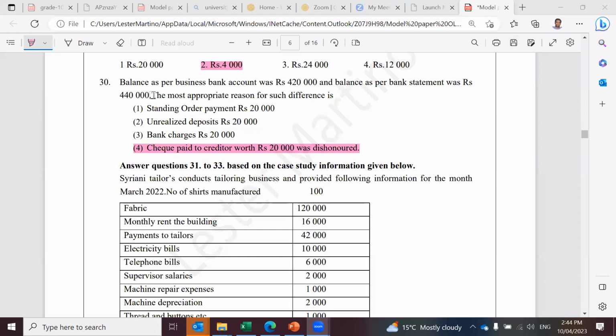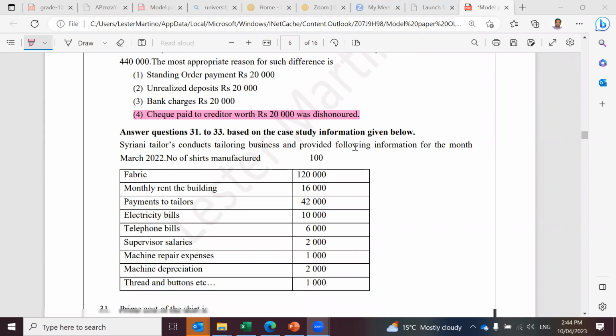So the answer for question number 30 is: the check paid to a creditor worth 20,000 got dishonored. So it's recorded in the bank statement as a credit entry, so the value got increased. So they have more balance than our balance. We haven't recorded the dishonored part, so we have a low balance in it.